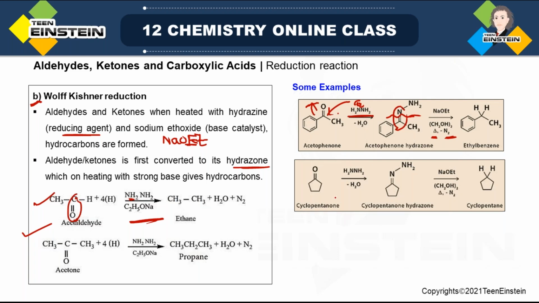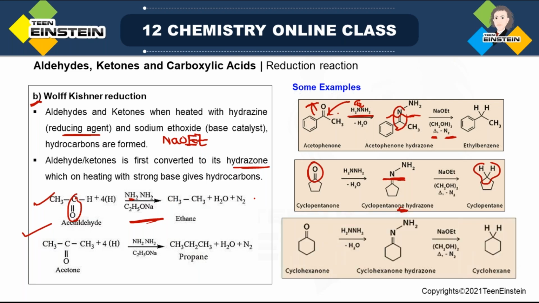Cyclopentanone, a cyclic ketone, we have taken, so the same intermediate again. Here it is shown, cyclopentanone hydrazone, but finally this C=N, in this position there will be two CH2. So the net conversion is conversion of C=O to a CH2 group. Then cyclohexanone, same type of reaction, cyclohexanone hydrazone produced first, and finally we are getting cyclohexane molecule. So these are the examples of Wolff-Kishner reduction.